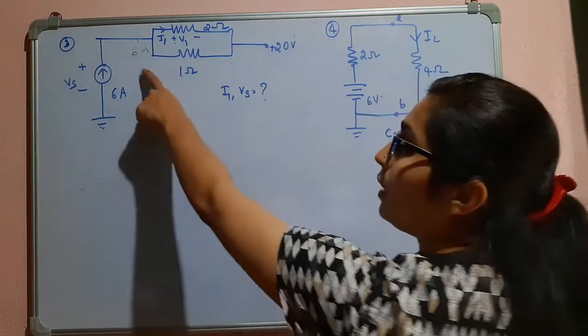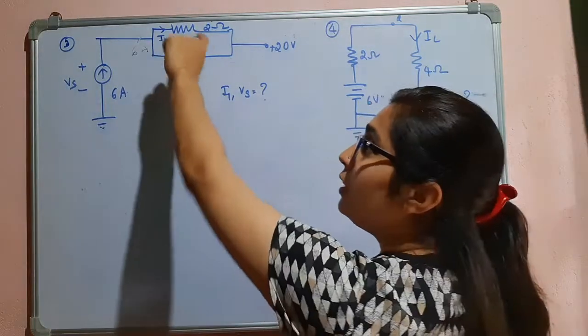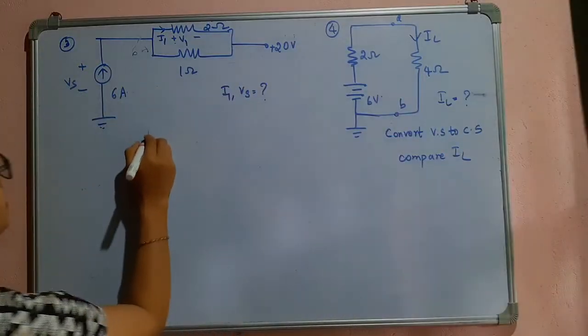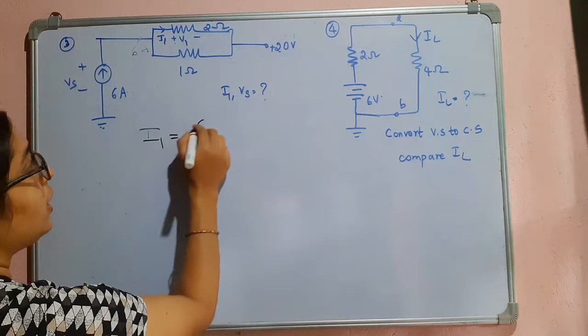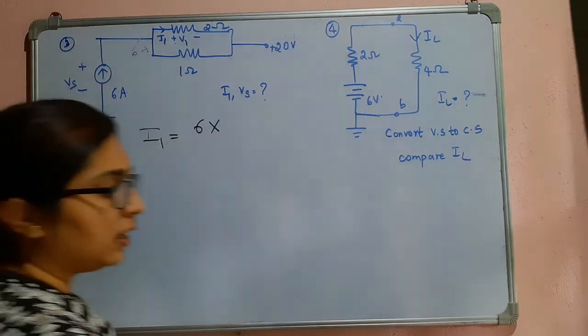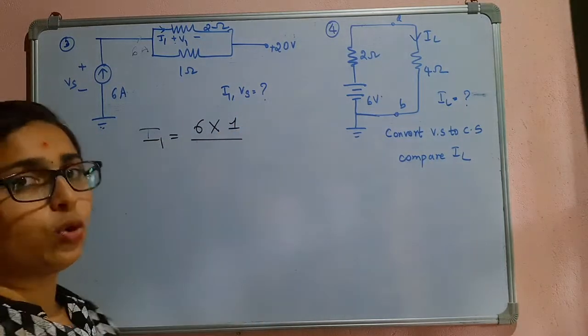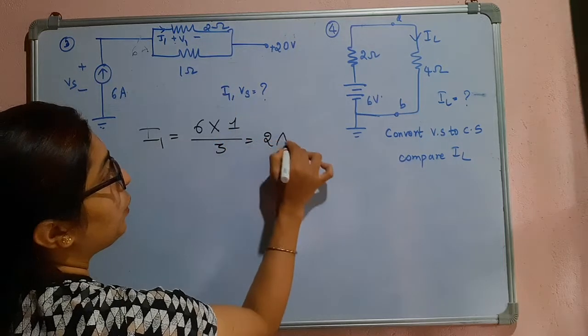This is 6 ampere current. So I can apply the current divider rule because both the resistances are of known values. So now to find I1, I can apply the current divider rule. Total current, that is 6 ampere. The resistance in the opposite branch, that is 1 ohm, divided by the total resistance, that is 1 plus 2, that is 3. So I1 is equal to 2 ampere.